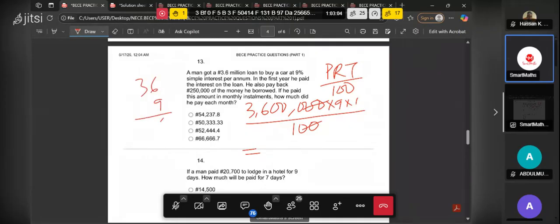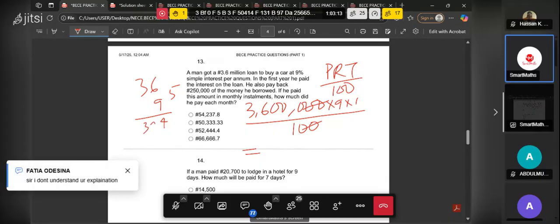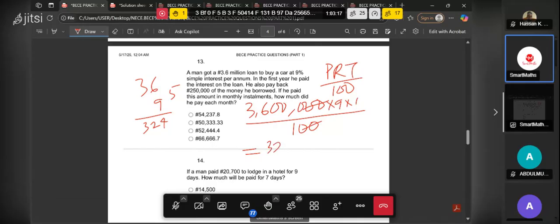36 times 9, 54, carry 4. 9 times 3, 27. 27 plus 5, that is 32. That is 324. Then we add the remaining zeros, 324,000. That's not all. We are going to add 250 to it.